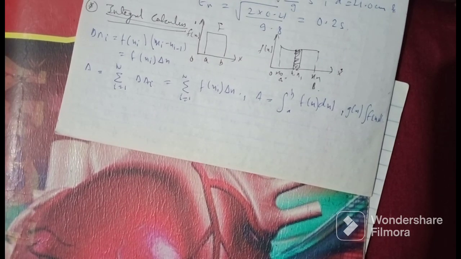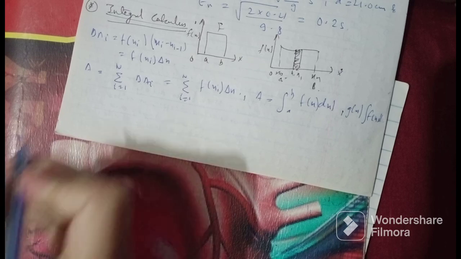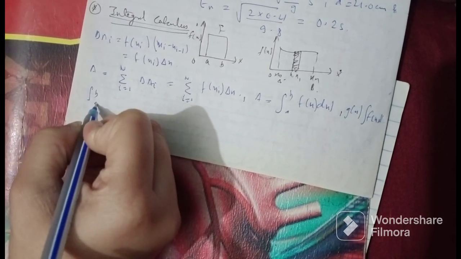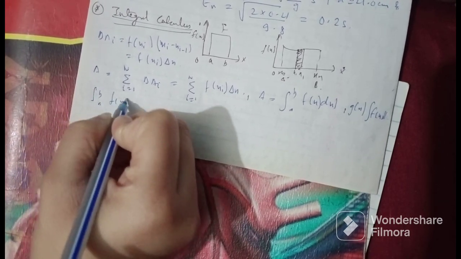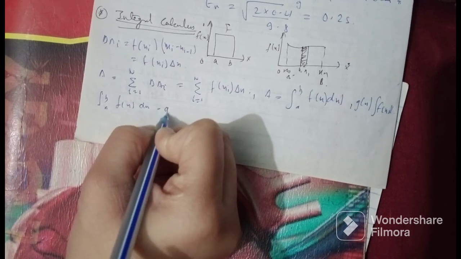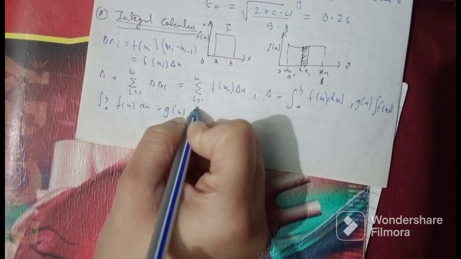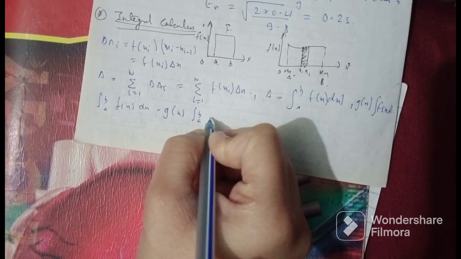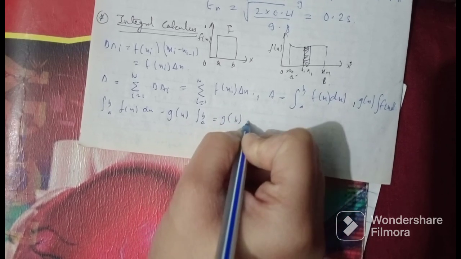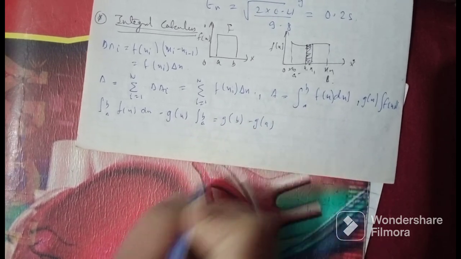In the same way, an integral with the lower and upper limit is known as a definite integral, and it is a number. An indefinite integral has no limit; it is a function. The fundamental theorem of calculus states that the integral from a to b of f(x) dx equals g(b) minus g(a).